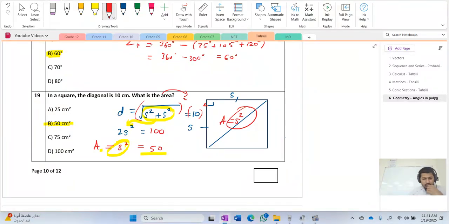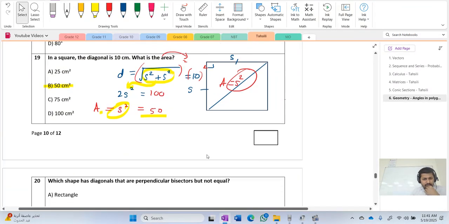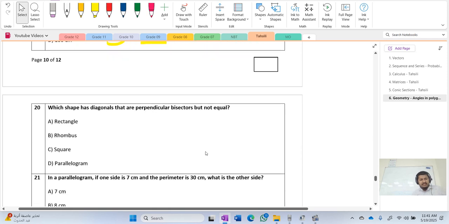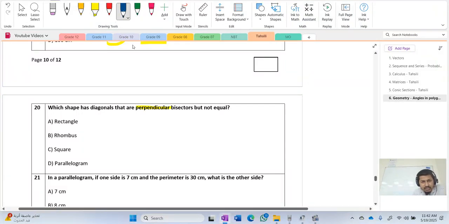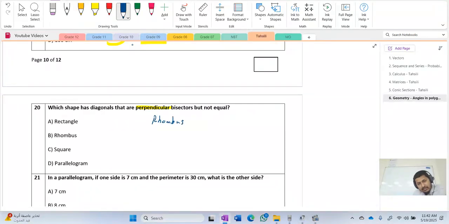So diagonals bisect each other at 90 in a rhombus. Let's see if I have a rhombus here. Yeah, do I have a rhombus? You can see in a rhombus the diagonals are not equal but are perpendicular bisectors. They bisect each other at 90. So it's a rhombus again. Right, but if the diagonals are equal, then it will become a square.